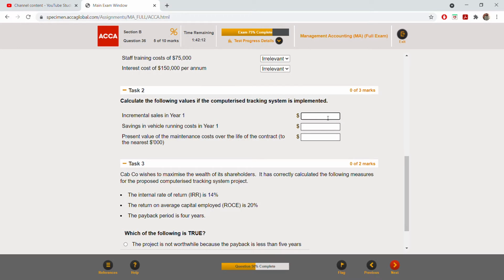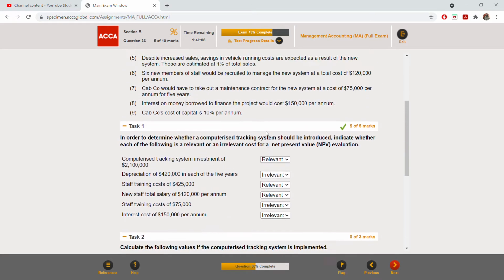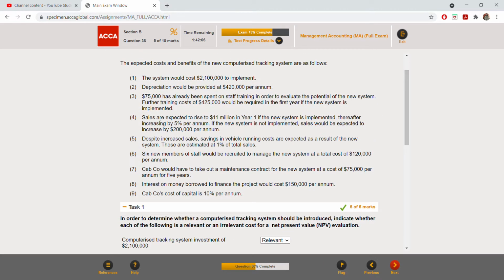Incremental means the change, not the new amount, the change. For that we have to go up. Point number 4. They told sales are expected to rise to 11 million, not by, to 11 million, if the new system is implemented, increasing by 5% per annum. If this new system is not implemented, sales would be expected to increase by 2% per annum. So we are not interested in whether it will be implemented or not. We are interested if it's implemented.